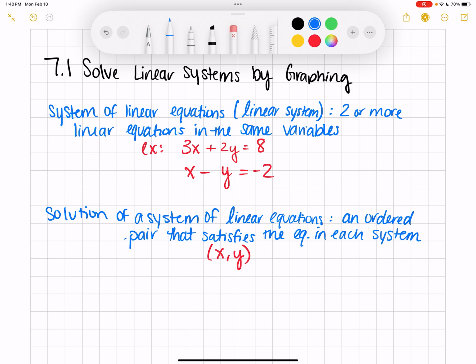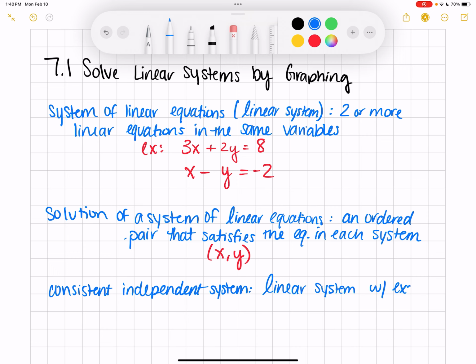I forgot about this definition. A consistent, independent system is a linear system with exactly one solution.